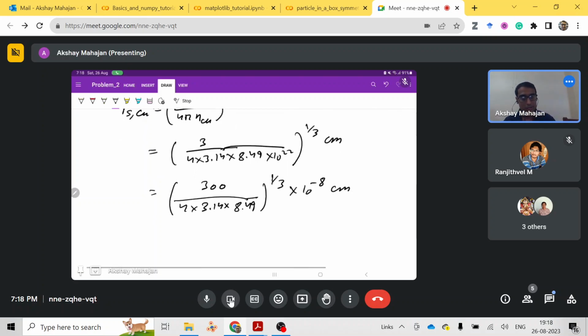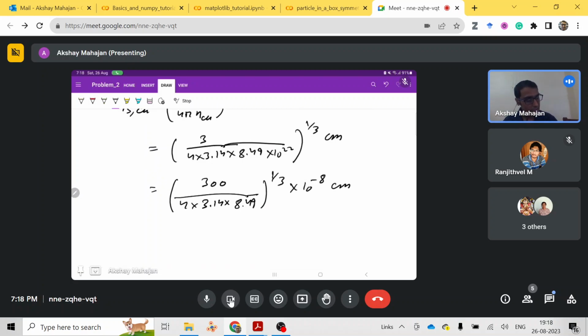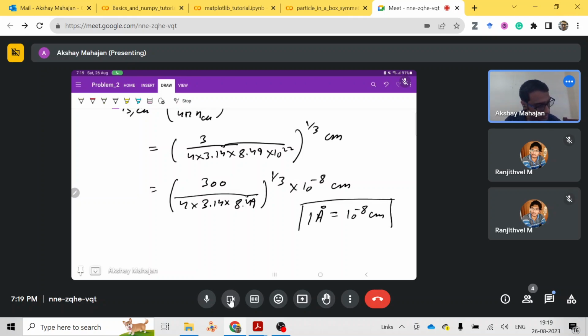So that is just to get this 10 to the power 22 out of this bracket, and we know that 1 angstrom is equal to 10 to the power minus 10 meter or 10 to the power minus 8 centimeter. So 1 angstrom is equal to 10 to the power minus 8 centimeter. Let's write it here.